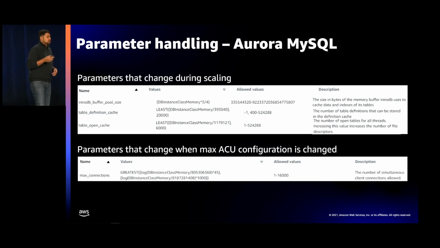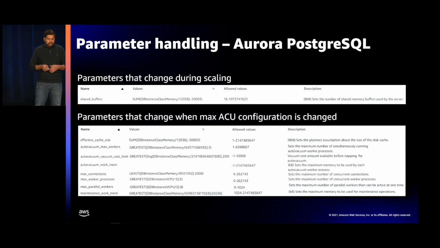There are certain parameters which are not automatically managed if you, on the fly, change the max ACU configuration. For MySQL, that's the max connections setting. It determines how many connections you can open to an instance. And we map it to whatever the max ACU configuration was at the time the instance started. If the instance is running and you change your max ACU configuration, for it to fully take effect, you would want to restart the instance when you have the appropriate time to do it so that we can increase the max connections.